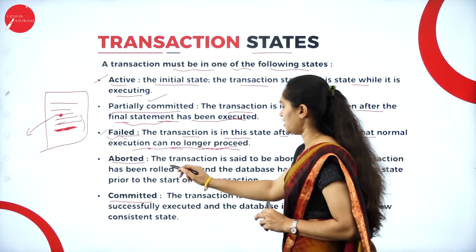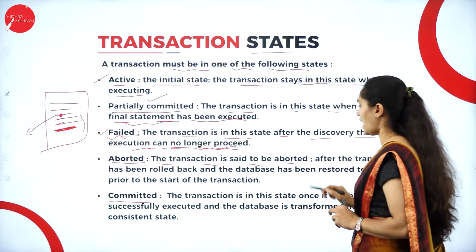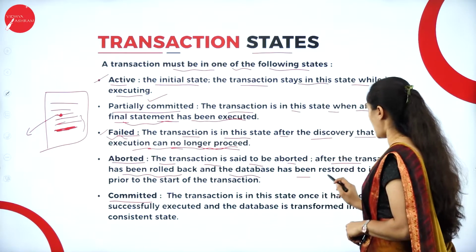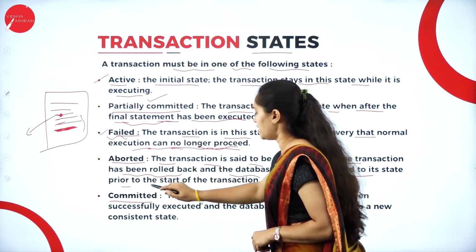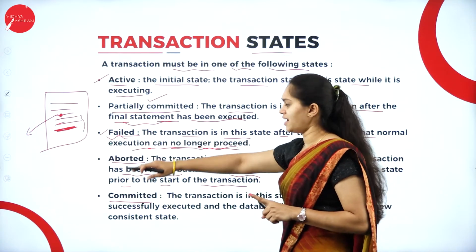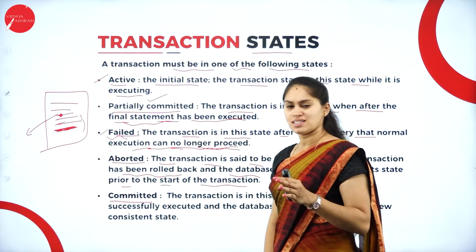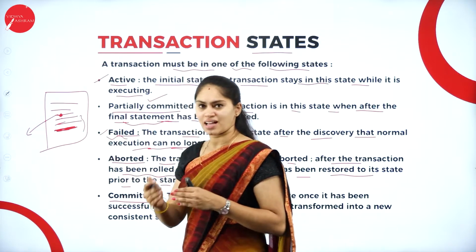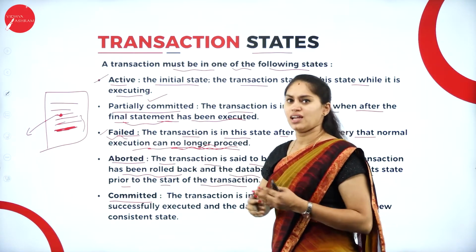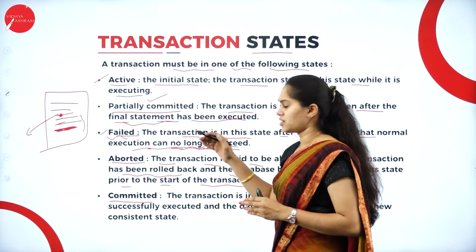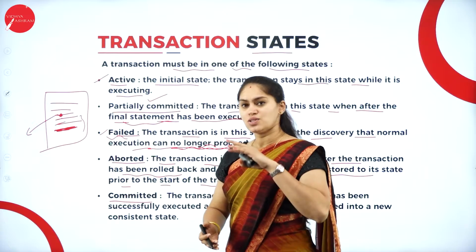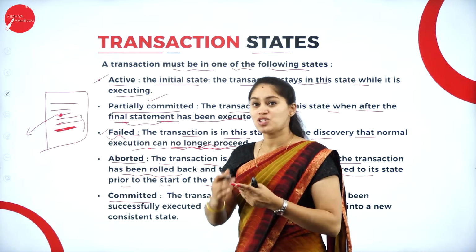Aborted. Aborted means the transaction is said to be aborted after the transaction has been rolled back and the database has been restored to its state prior to the start of the transaction. There is a difference between failed and aborted. Failed means I can't go further in my transaction, so we don't have any normal execution stage over there. When it comes to aborted, it is going to roll back to the prior state before the failure.